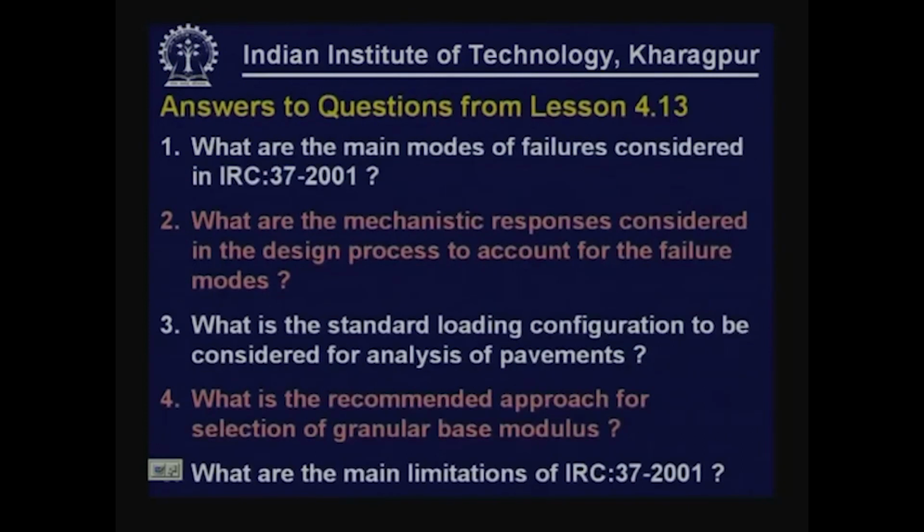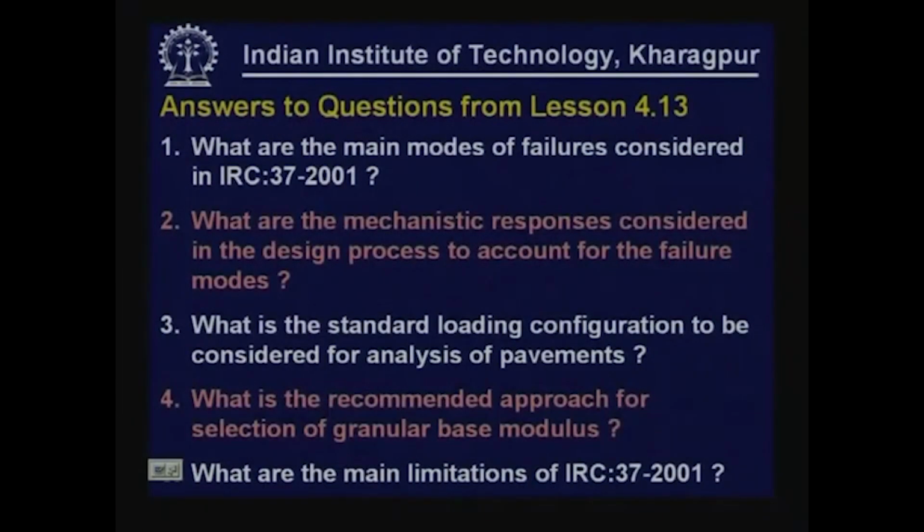Now let us see the answers for the questions that were asked in lesson 413. What are the main modes of failures considered in IRC 37/2001? In fact, 3 main modes of failures were considered. One is rutting due to permanent deformation occurring in subgrade, rutting due to permanent deformation occurring in bituminous layer, and fatigue cracking occurring in bituminous layer. However, there are only 2 criteria provided for rutting occurring due to permanent deformation in subgrade and fatigue cracking of bituminous layers.